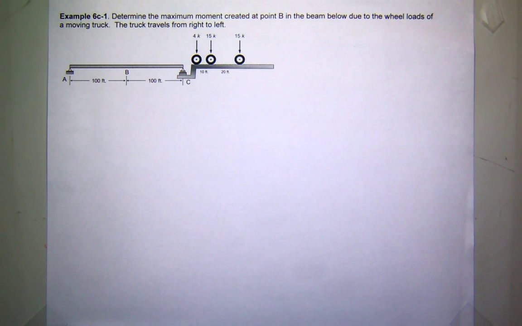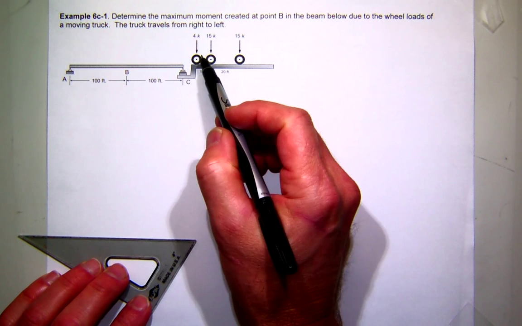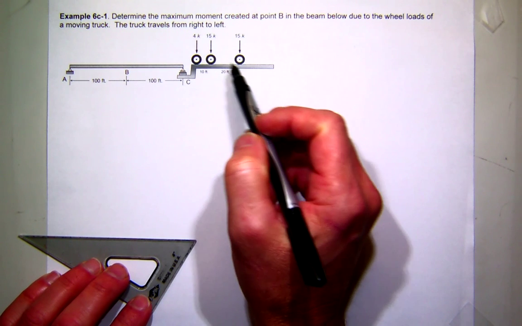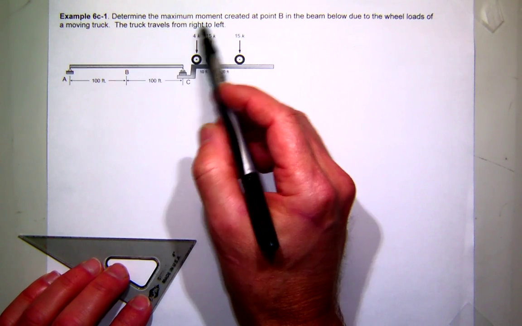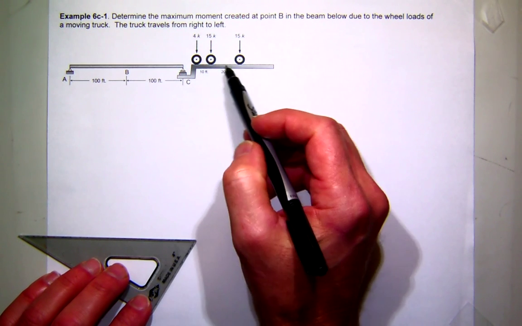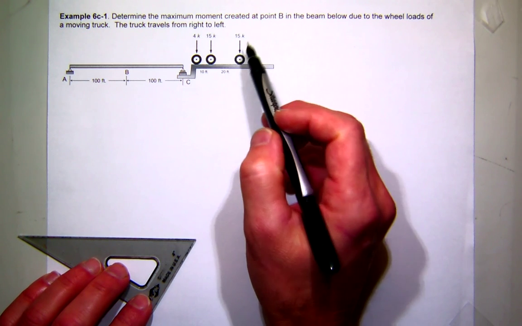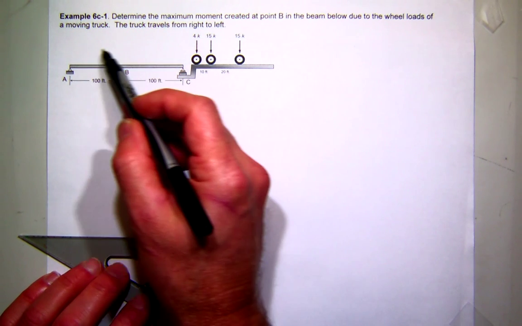I got it backwards. Okay, so in this problem, I know this doesn't look like a truck. I just have wheel loads. But we're going to determine the maximum moment created here at B in the middle of this 200-foot span due to this traffic, this truck load. And the truck is moving from right to left, so it's moving in this direction.